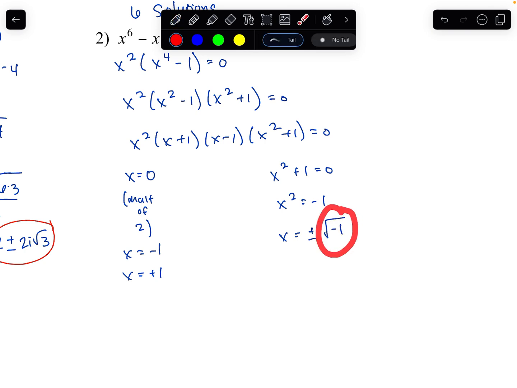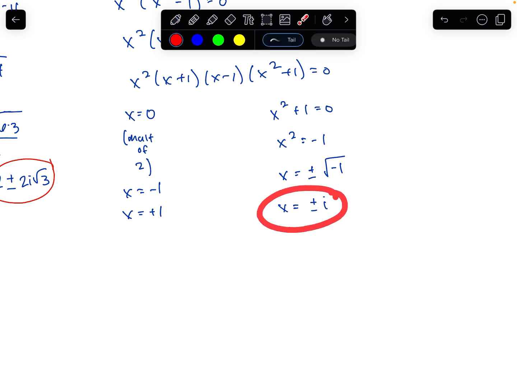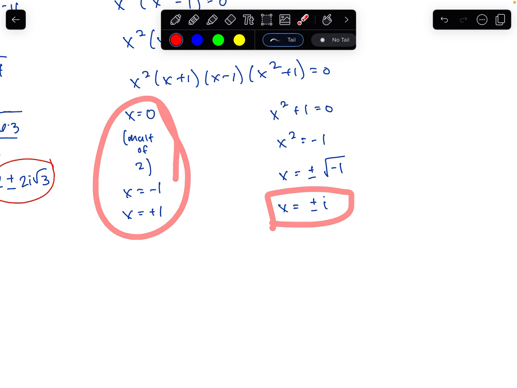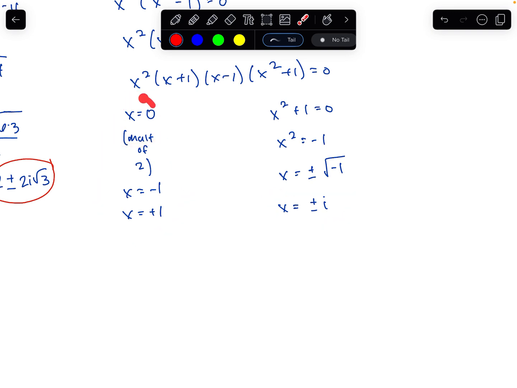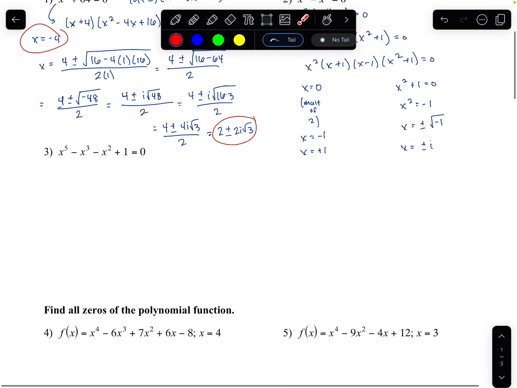And the square root of -1 is i. That is the definition of the imaginary unit. So x is going to be equal to plus or minus i. And there's 2 solutions there. So we have 2 imaginary solutions, 4 real solutions, 2 of which are 0 because of a multiplicity of 2, then -1, and 1. So there's all 6 solutions there.